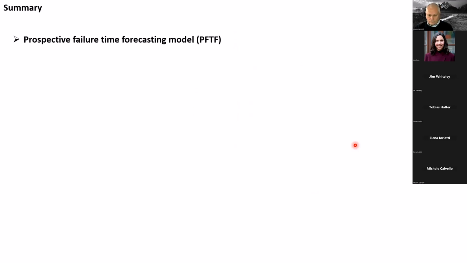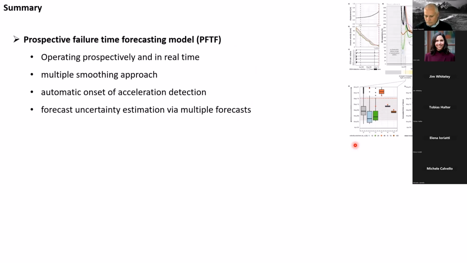Then to stay in time, I will sum this up. I've presented this prospective failure time forecasting model. It's able to operate in real time. We have a multiple smoothing approach to minimize subjective smoothing decisions. We have an automatic onset of acceleration detection, which helps if we have a lot of sensors or big data. And we can estimate the forecast uncertainty by this multiple forecast calculation.